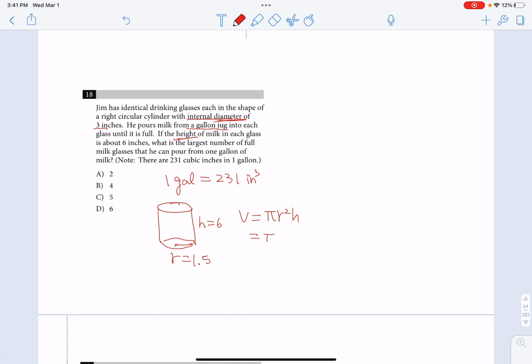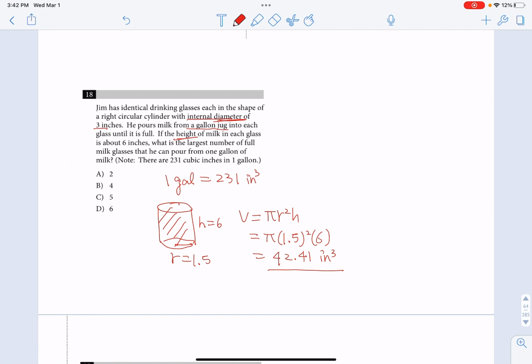So the volume for one glass will be the formula pi r squared h. You plug it in: pi times 1.5 squared times 6. You use a calculator to find the value. So pi times 1.5 squared times 6 will be about 42.411. I will just say 42.41 cubic inches, so one glass volume is 42.41 cubic inches that it can hold.